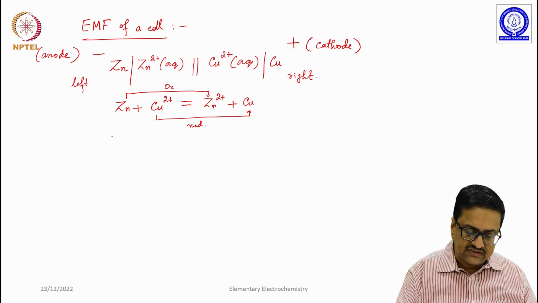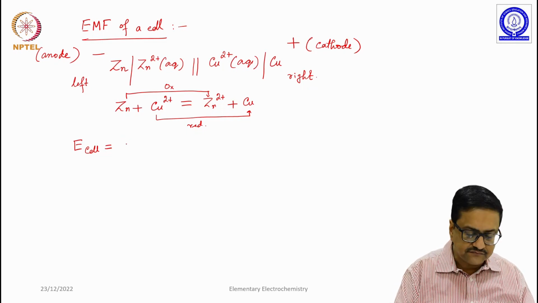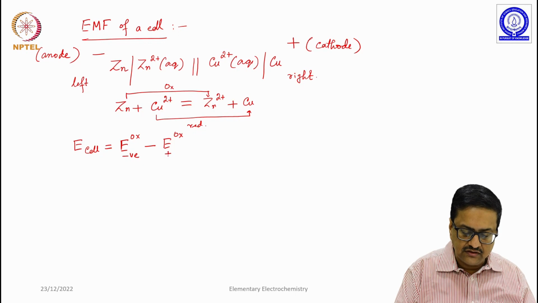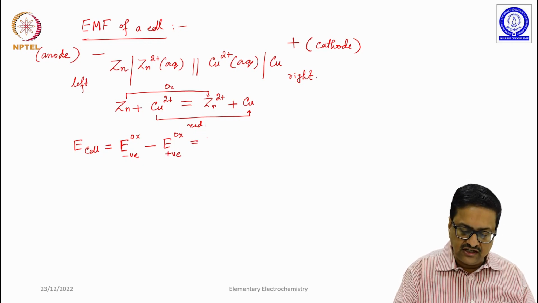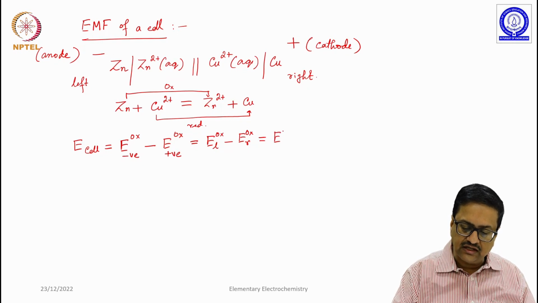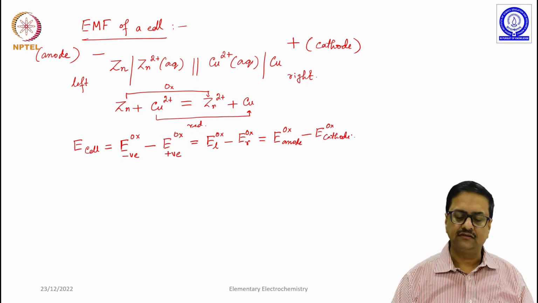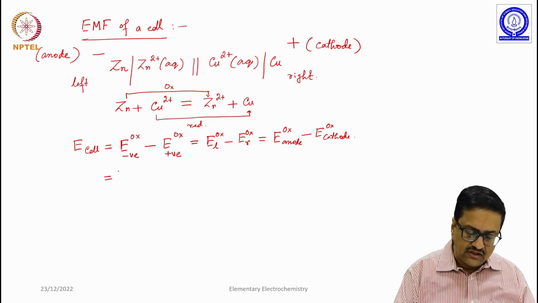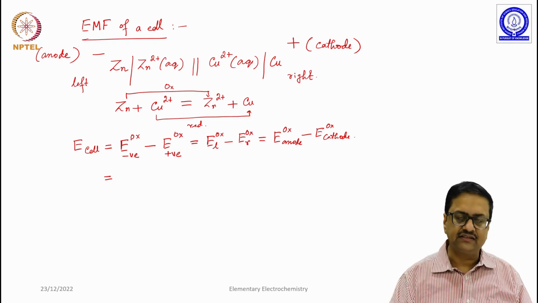While considering the EMF of a cell, we write E cell. E cell is conventionally written, in the oxidation direction, as the potential of the negative electrode minus the E-ox of the positive electrode, which essentially means E oxidation of the left minus E oxidation of the right electrode, or we can also write E-ox anode minus E-ox cathode.